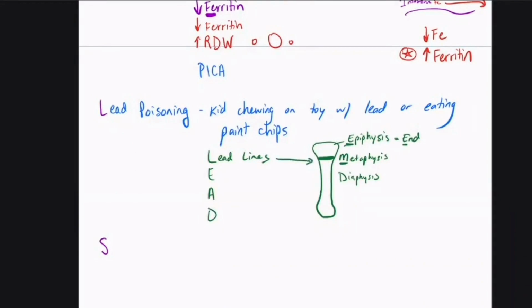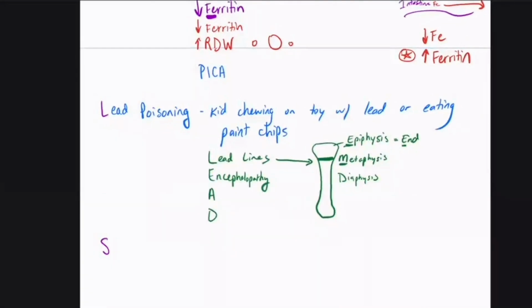You can also get lead lines in your mouth. On your gums, you can get little bluish lines, which can also be indicative of lead poisoning. The E stands for encephalopathy. Some people also throw in that the E can stand for erythrocyte basophilic stippling. So I'm just going to change the mnemonic up and call it LEADS, and the S can stand for stippling.